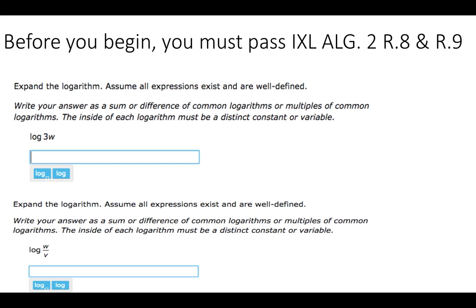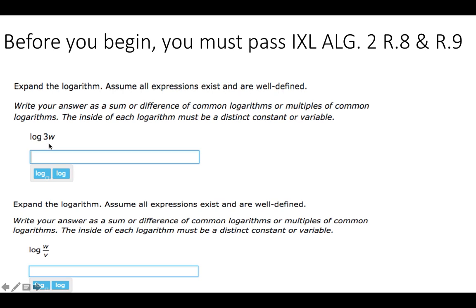Now let's move on to what to do in IXL R.8 and R.9, which is in the Algebra 2 section of IXL. So here it says expand the logarithm. It says assume all expressions exist and are well defined. Okay, great. So expanding, what that means in this scenario is to write this out so there's a plus or minus symbol in between.